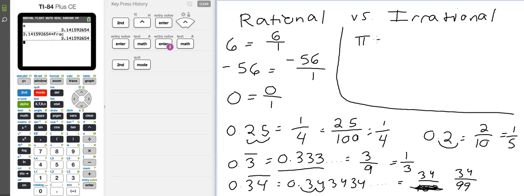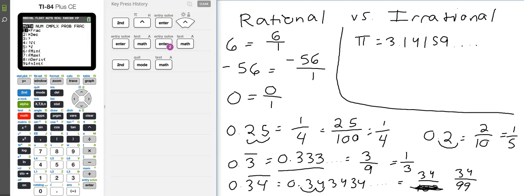Pi goes on forever. 3.14159... This number goes on forever and ever. It's never going to end, and therefore it's irrational. Whenever you want to check if a long decimal can be written as a fraction or not, you can always type it into your calculator and do what we just did by clicking math and frac to have the calculator convert it to a fraction for you.